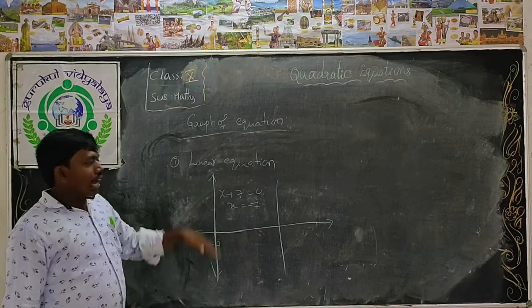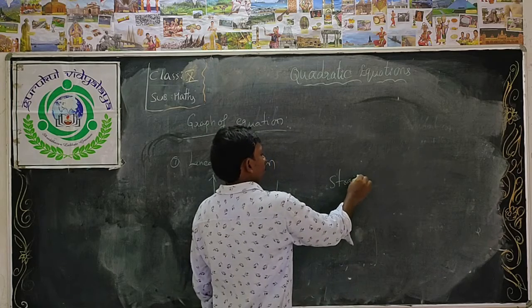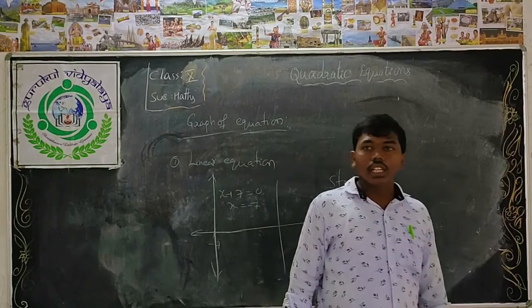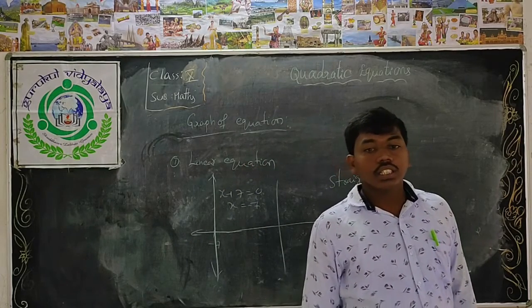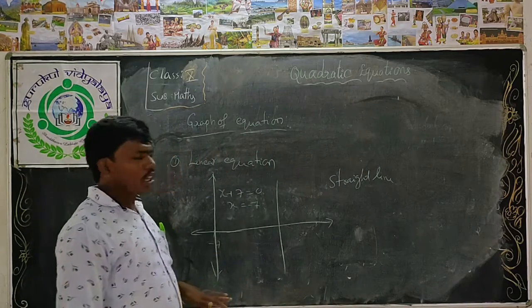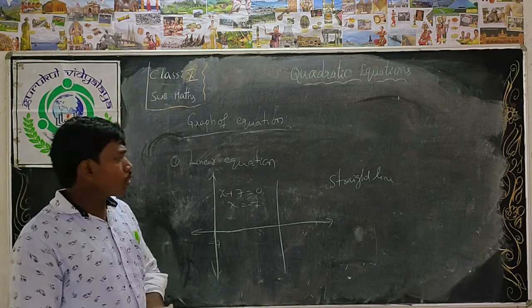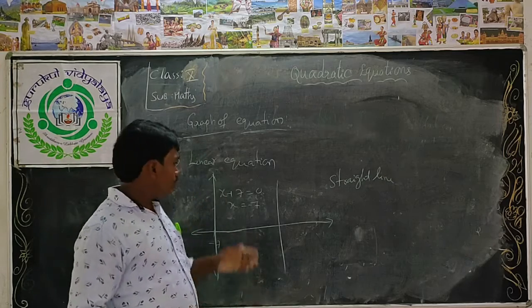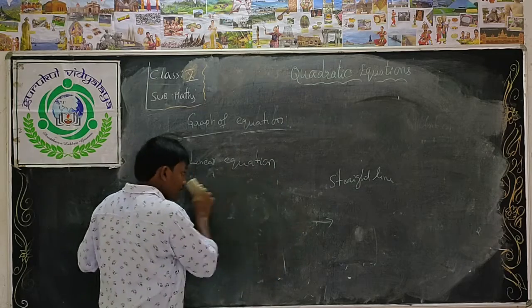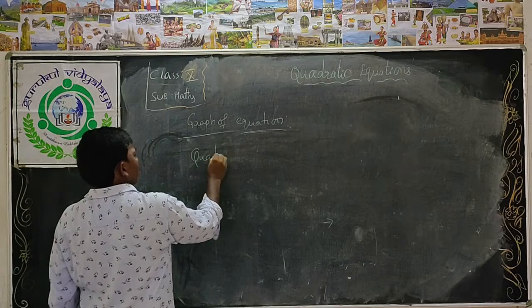Means the graph of a linear equation is a straight line. Again I am telling, the graph of a linear equation represents a straight line. You will take any linear equation, either one variable or two variable, it will become a straight line. Like that, now we will take the quadratic equation. The graph of quadratic equation.